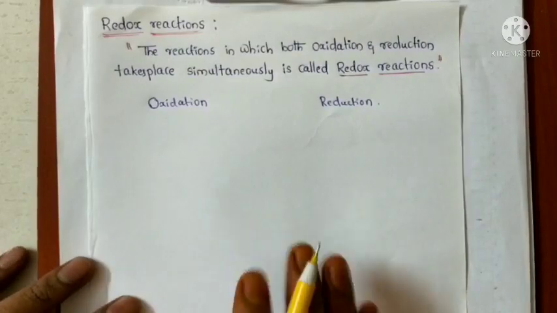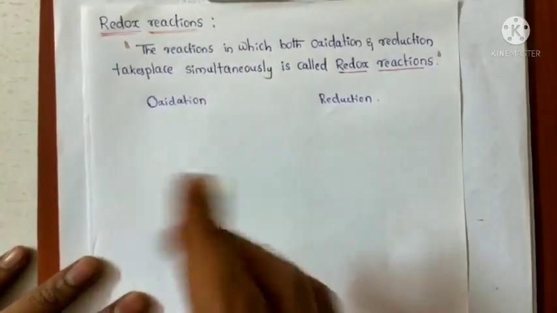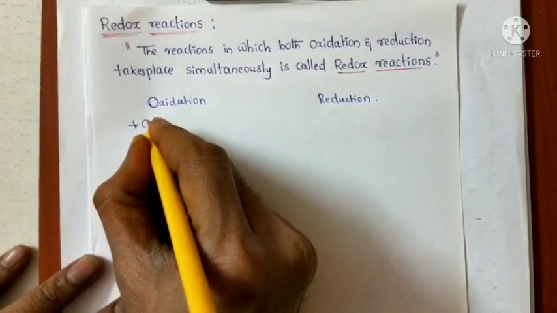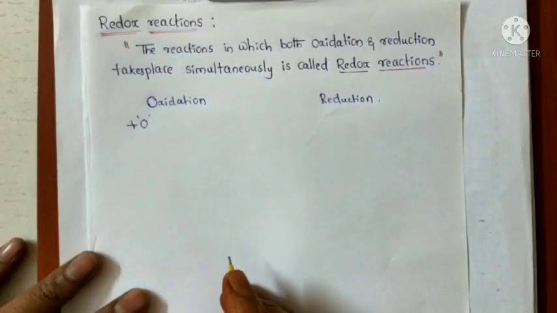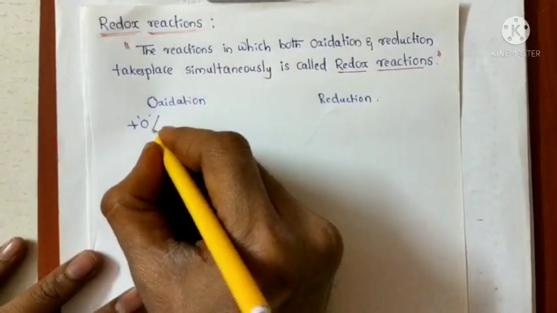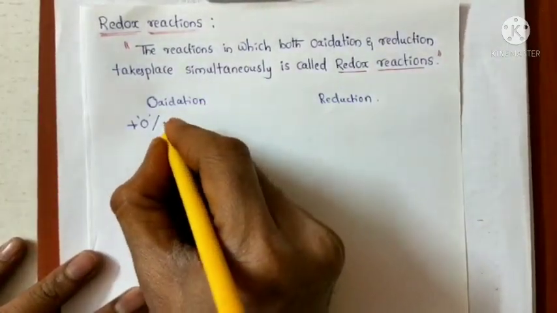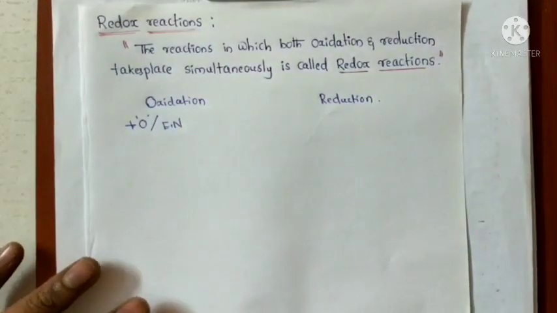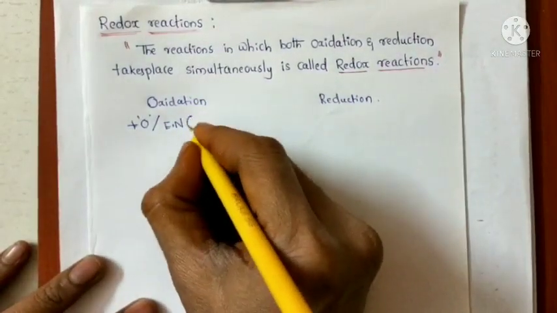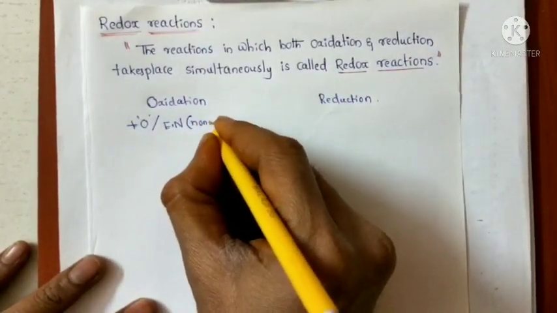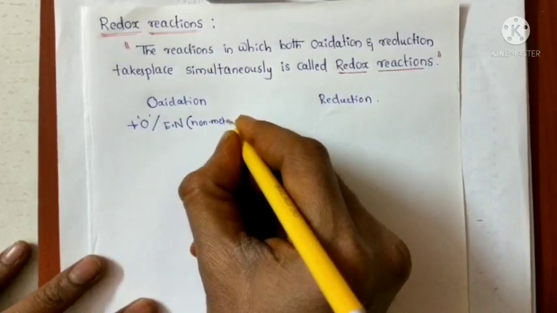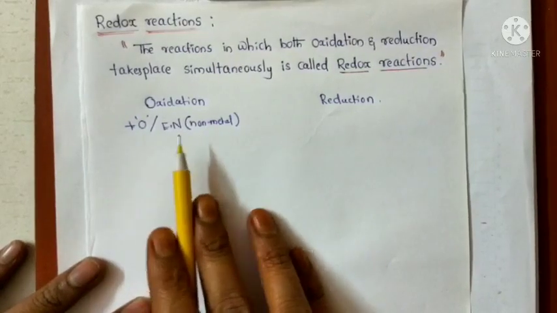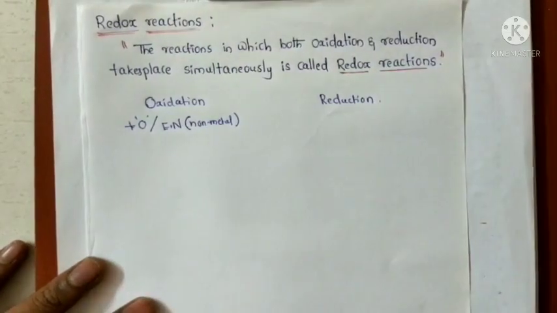So oxidation reaction means addition of oxygen. Directly I will write it in short. So addition of oxygen or addition of an electronegative element. Addition of electronegative elements, that is nothing but non-metals. If we add a non-metal to a substance, that is an oxidation reaction.